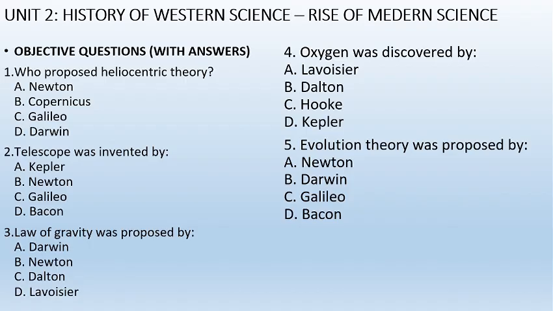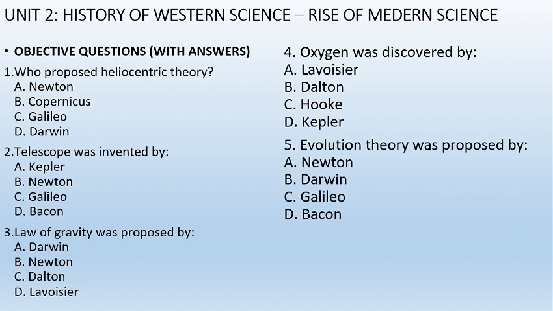Okay, you're pronouncing the name, you're laughing. Galileo Galilei was the one that invented the telescope. So number 3, the law of gravity was proposed by dash. Who proposed the law of gravity? Yeah, Isaac Newton was the one that proposed the law of gravity. That's Isaac Newton. That's B.